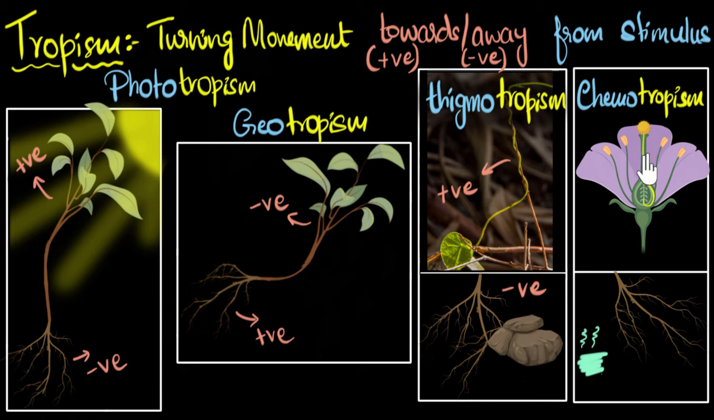Over here, notice the pollen tube is growing towards the chemicals released by the ovary. And so this is positive chemotropism. And over here, again, the roots are moving away from some harmful chemical. So since they're moving away, this is an example of negative chemotropism. And that's pretty much it for this video.